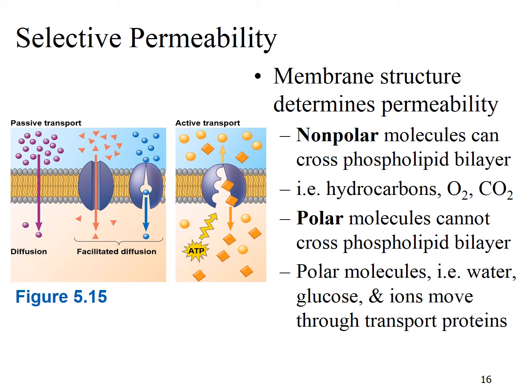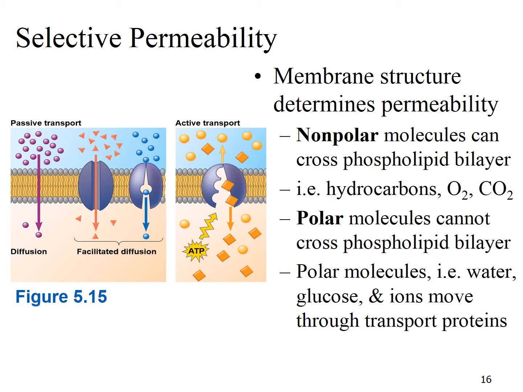Some molecules, if they are nonpolar, can freely move across the plasma membrane through the phospholipid bilayer. Examples of those types of molecules might be hydrocarbons, oxygen, and carbon dioxide. We know those are important components of cellular respiration, and so that's how those gases are exchanged across the membrane.